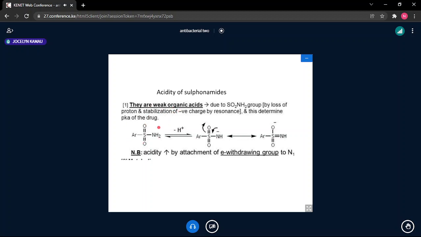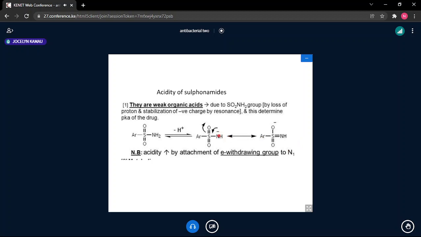So if you have this drug here, there is the aromatic ring. Of course, this aromatic ring is an aniline ring. This is the group which we are saying is undergoing ionization. So you lose a proton. This group here now will carry a negative charge, and there can be stabilization by resonance, this moving in, this moving out. And remember, stabilization by resonance means that the negative charge does not belong to one atom. It can be shared amongst the atoms.